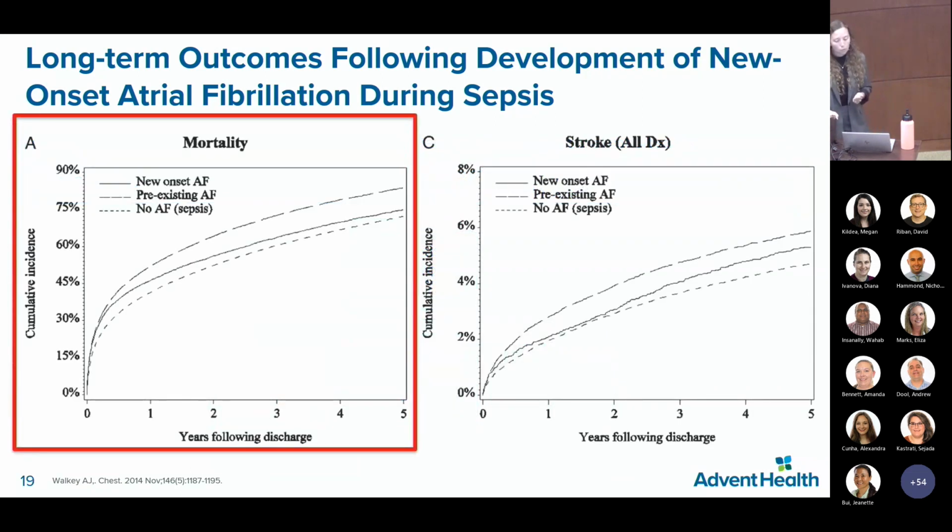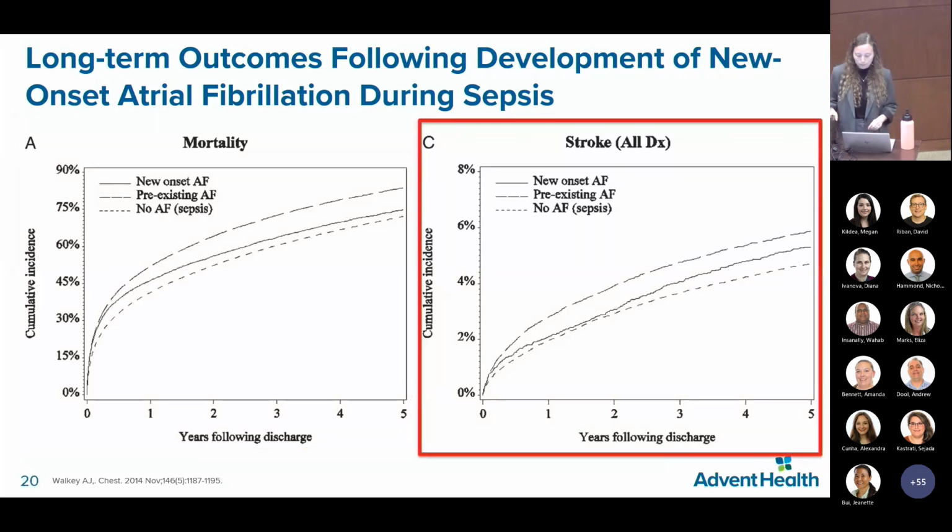And what they found was a statistically significant increase in all-cause mortality in patients who had new onset AFib compared to patients that did not. Patients with new onset AFib had an increase of about 4% in mortality, and this was seen throughout the entire 5-year study period, with increased risk starting less than a year after hospital discharge. These patients were found to have a 22% increase in risk of ischemic stroke as well.